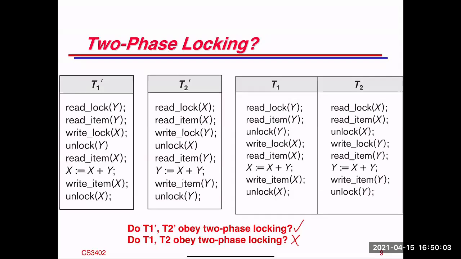Looking at the diagram that we had on the previous slide, if you drew that for this transaction, you would be going up, then going down, and then later on going up again. So now there are multiple growing and shrinking phases, and that's not allowed.